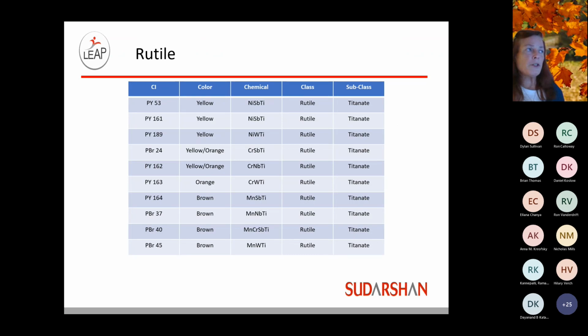So as far as the rutile, I've just listed here some of the more common rutile CICPs, just to give you a feel for the color index, the actual color, the metals that are used, and then the class, of course, is rutile. And in this case, all of these are titanates as far as the subclass is concerned. In today's webinar, we'll take a closer look at pigment yellow 53, pigment brown 24, and pigment yellow 164.